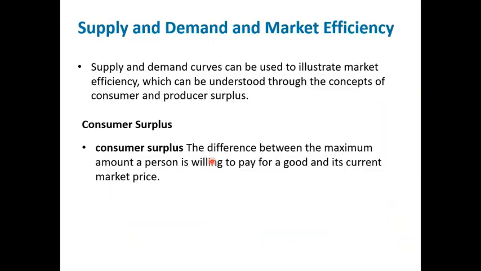But we need to measure efficiency. So we've got a couple ways in economics to do this. The first is consumer surplus. Consumer surplus is the difference between the maximum amount a person is willing to pay and its current price.